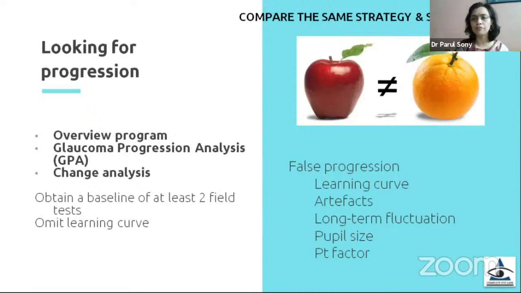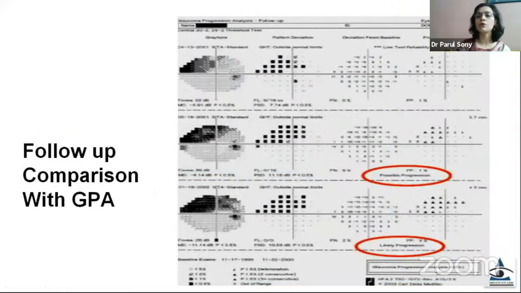So if you're using a Humphrey, compare it on the Humphrey printouts. If you're using an Octopus, follow up the patient on the same program. And we can have different options. You can use an overview program. You can use glaucoma progression analysis. And that's how you can pick up progression in your glaucoma patients.